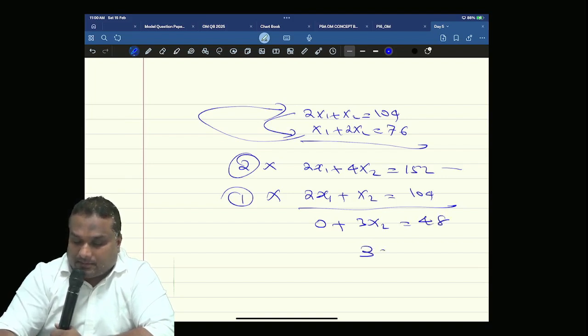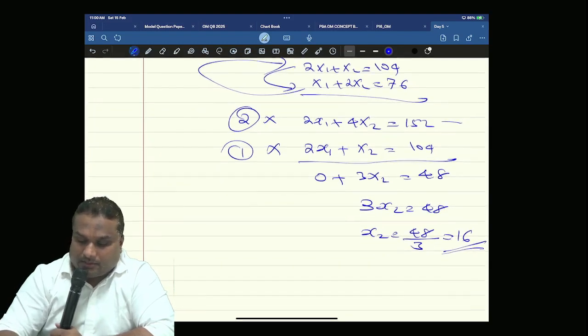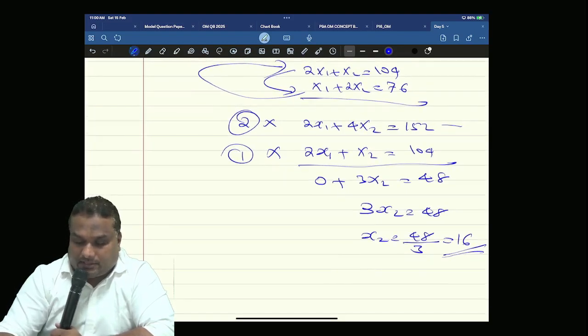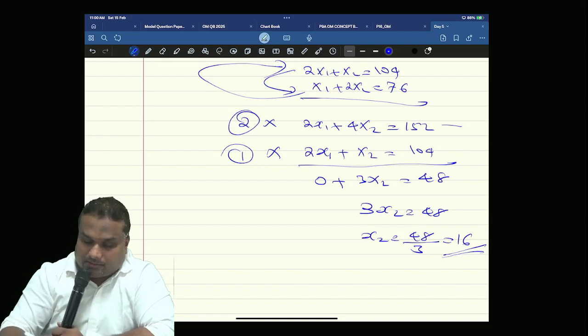That means 3x2 is equal to 48. x2 is equal to 48 divided by 3, equal to 16. x2 is equal to 16. Now substitute the value.